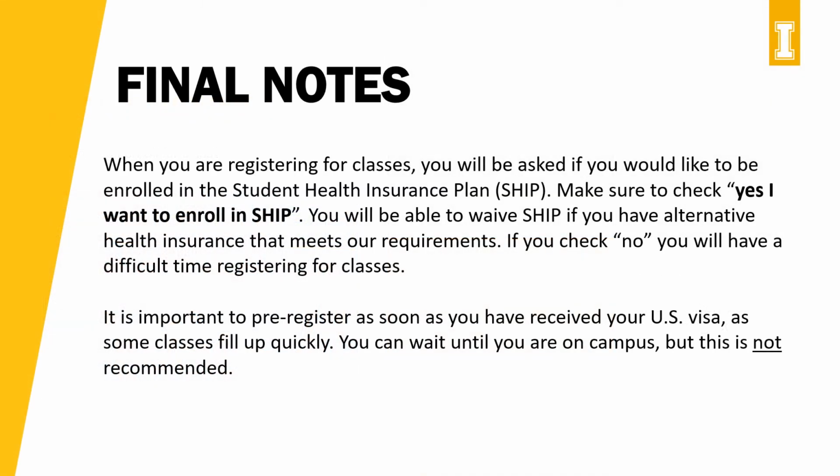I'd like to add a few final notes about class registration. When you are registering for classes, you will be asked if you would like to be enrolled in the Student Health Insurance Plan, or SHIP. Make sure to check, yes, I want to enroll in SHIP. You will be able to waive SHIP if you have alternative health insurance that meets the University of Idaho's requirements. If you check no, you will have a difficult time registering for classes.